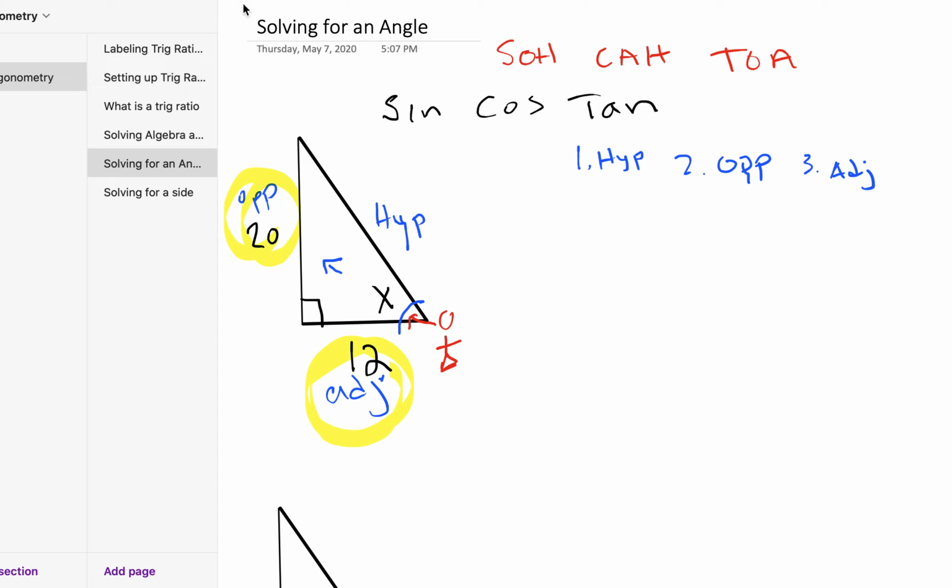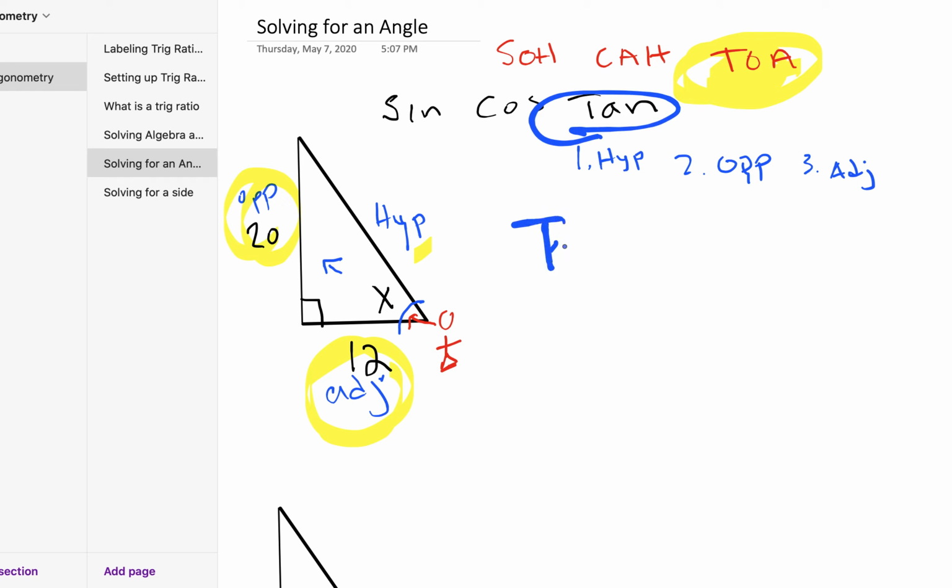So looking at our little acronym here, Sohcahtoa, which one is using the O and the A, the opposite side and the adjacent side that we highlighted? Well, it would be tangent. You see, tangent uses the opposite side and the adjacent side, and those are the two we have. So that would indicate we're going to use tangent.